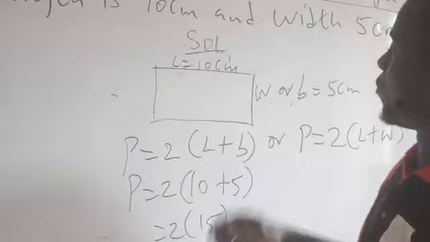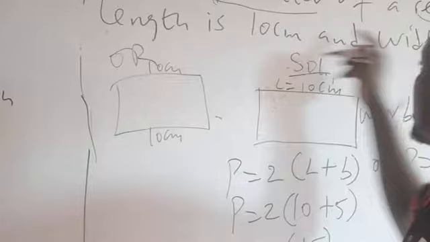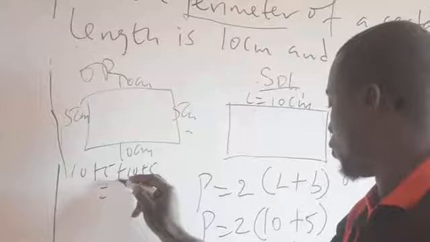In another way, if you don't like using the formula, since this is the shape, here is 10 cm. I told you that the length and length are equal. So also see, here is also 10 cm. And the breadth or the width is 5. If here is 5, here is also 5. Calculate them together, add it up, you're going to get 30 cm. So we can use this method, or you apply the formula. They are the same thing. You can say 10 plus 5 plus 10 plus 5 also gives you 30 cm. Alright, so I believe that is everything taken care of.